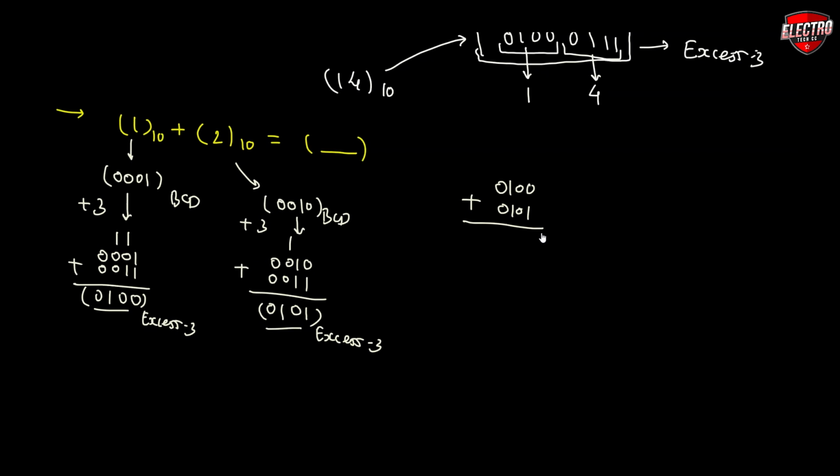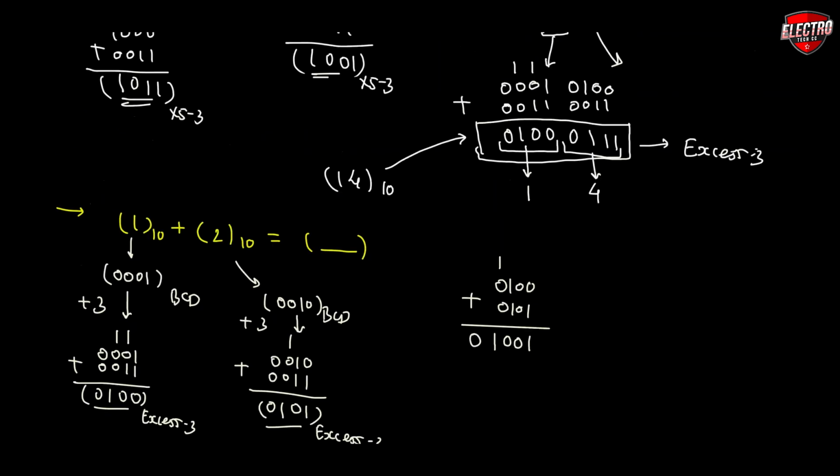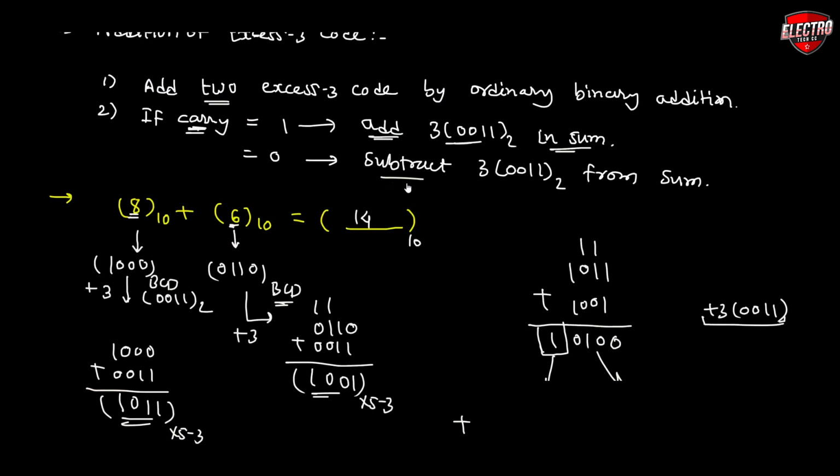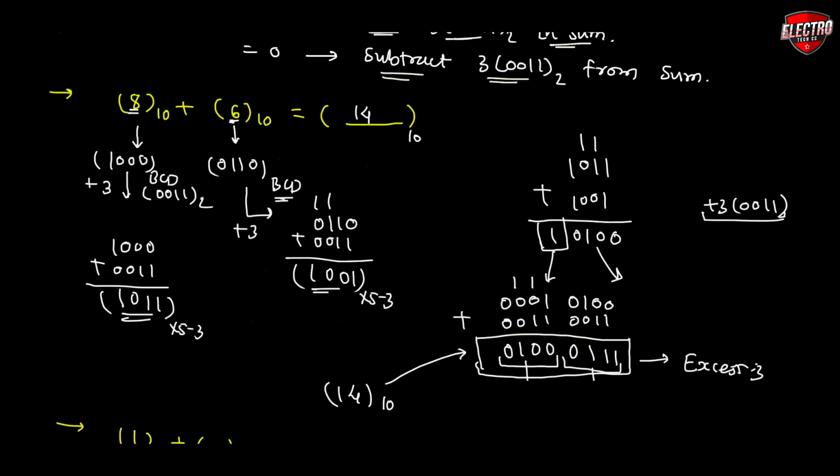And if we add both these Excess-3 codes, then we get 0100 plus 0101. Okay, so the addition of both these Excess-3 numbers, 0 plus 1 is equal to 1, 0 plus 0 is equal to 0, 1 plus 1 is equal to 0 with 1 carry, and 1 plus 0 is equal to 1. In this case, we have carry is equal to 0, or we can say we don't have any carry bit. Okay, so as we discussed in the addition process, if the carry bit is equal to 0, then we have to subtract 3 from the final answer or sum.